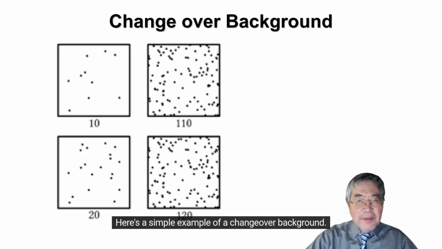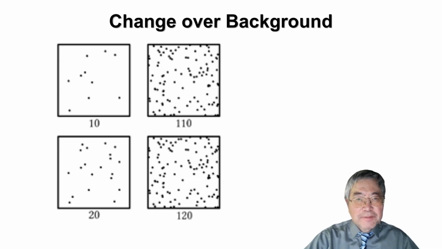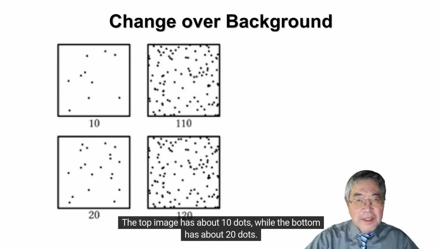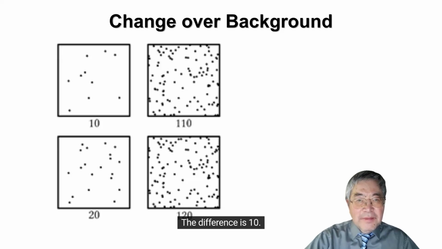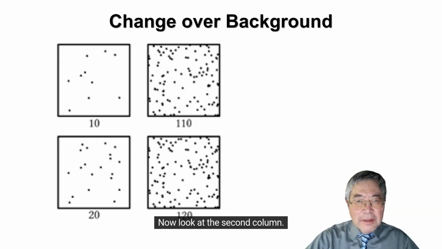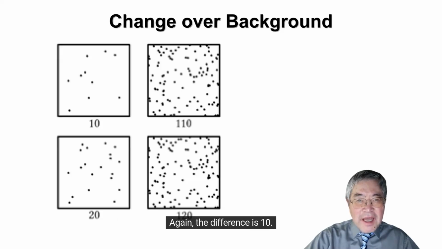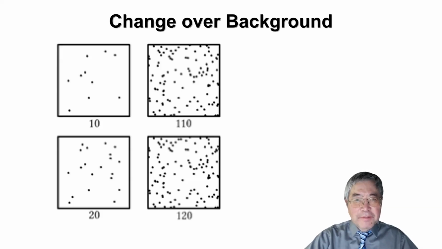Here's a simple example of a change over background. Look at the first column on the left. The top image has about 10 dots, while the bottom has about 20 dots. The difference is 10. When you compare them, it's very obvious that the bottom one has more dots than the top one. Now look at the second column. The top image has about 110 dots, and the bottom has about 120 dots. Again, the difference is 10. But this time, it's much harder to notice the difference.